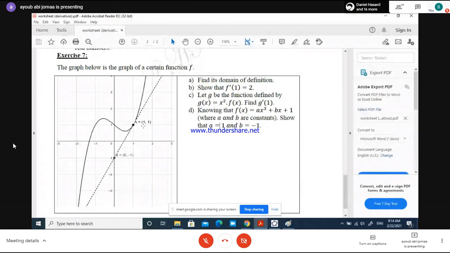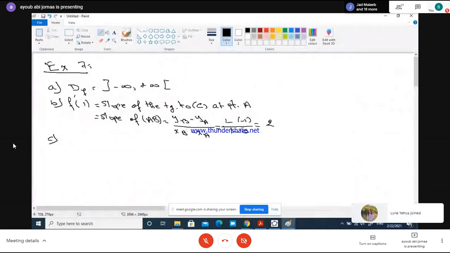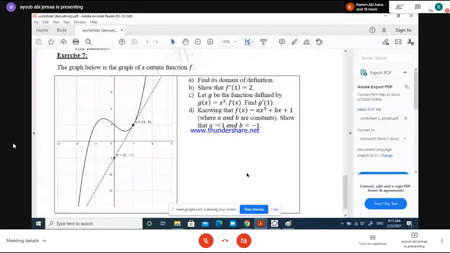How do you find the slope of a tangent line, or of a straight line passing through 2 points? You know how to find it: YB minus YA over XB minus XA. So 1 minus negative 1 over 1 minus 0, which is equal to 2. So we also got 2 this way.